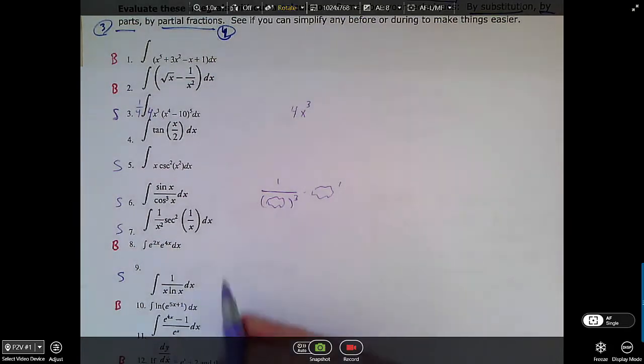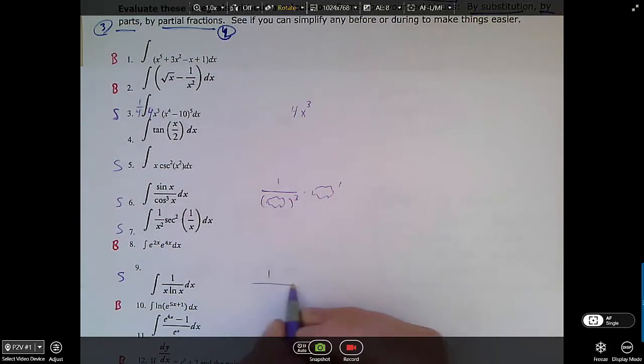And then last but not least, this is 1 over blob, and because the blob is natural log, the derivative of natural log is 1 over x, and so this would be the derivative of the blob. So you see that, again, matches the pattern.